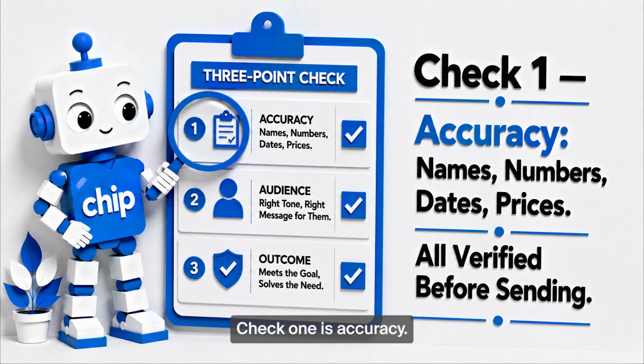Check 1 is accuracy. Before any output is used, verify every name, number, date, and price in the result. If the output mentions a customer name, check it matches the actual customer. If it mentions a discount, check it matches your current offer sheet. If it mentions a delivery date, check the date is correct. AI does not know your actual data. You do. Check 1 takes 30 seconds, and it stops the most common and most damaging type of mistake.